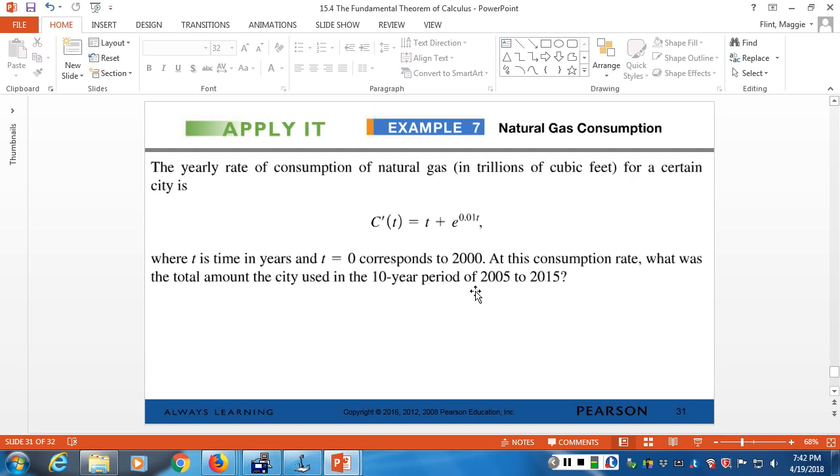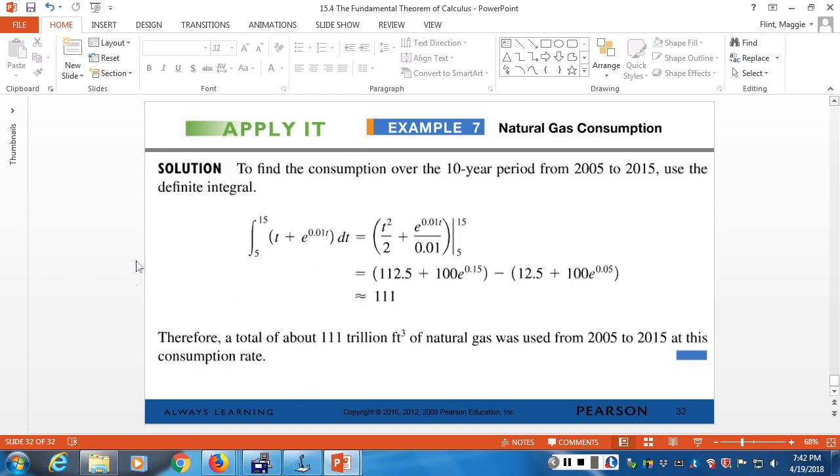What they want to know is what's the total amount of natural gas that city used in the 10 years from 2005 to 2015. Our goal is to be able to answer that. So what's going on here is we're going to integrate from 5 to 15 because we're interested in the total consumption over that 10-year period. And this is the derivative, so we want the actual consumption, the total consumption function.